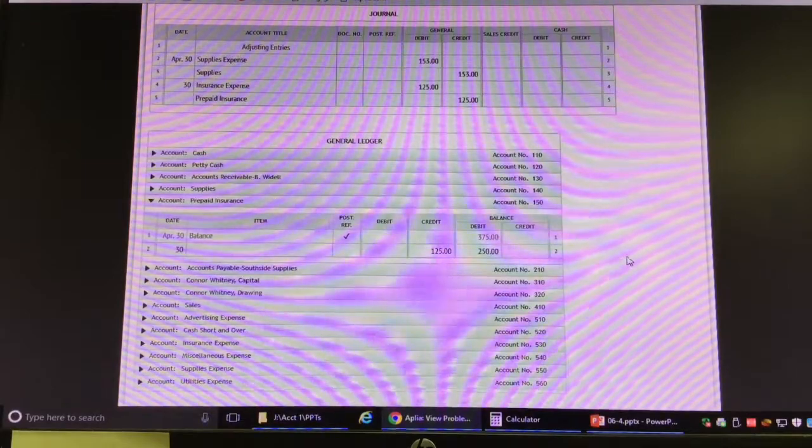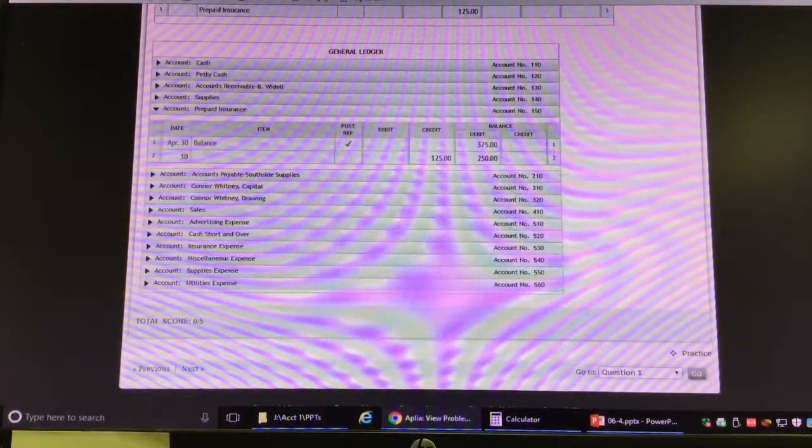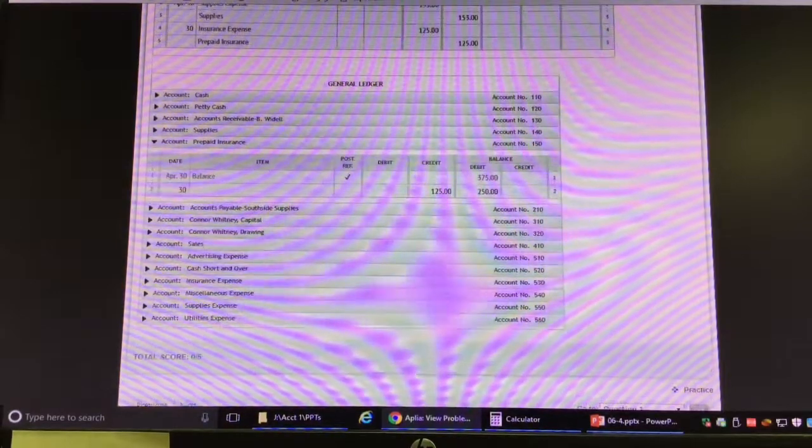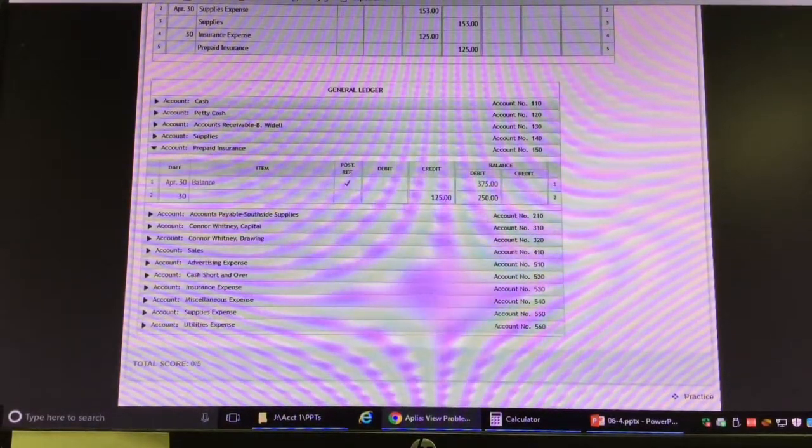And that's all you're doing in today's lesson. You will be journalizing the entries and then posting the actual amounts to adjust the ledgers. If you have any questions, feel free to ask me in class.